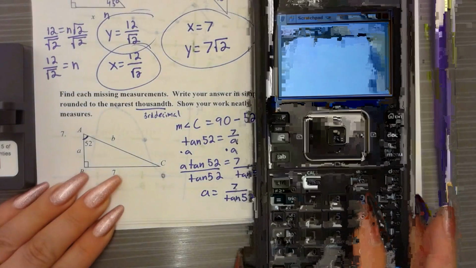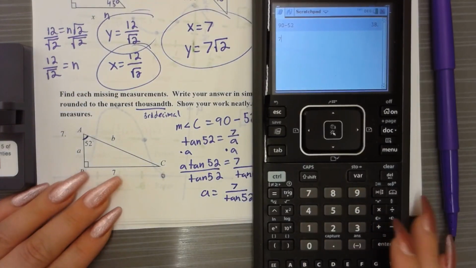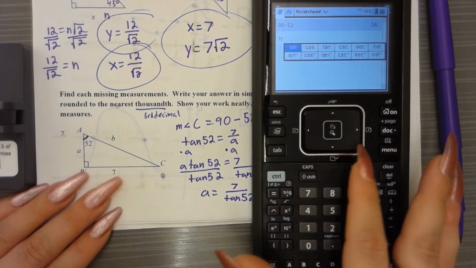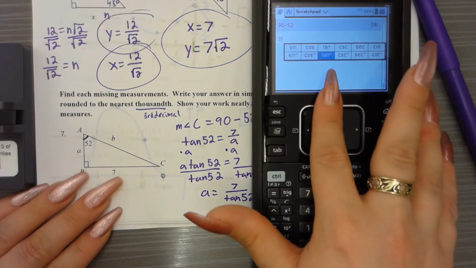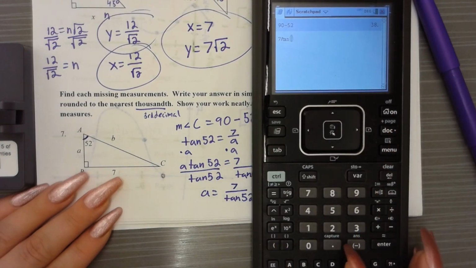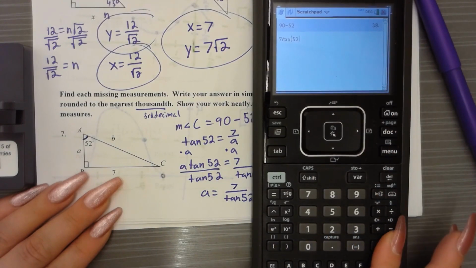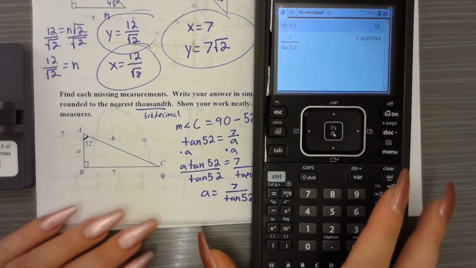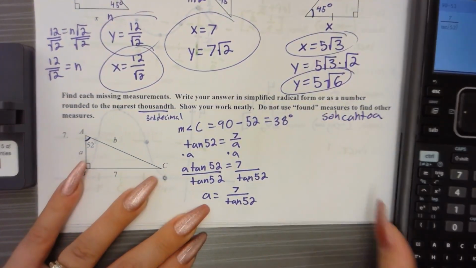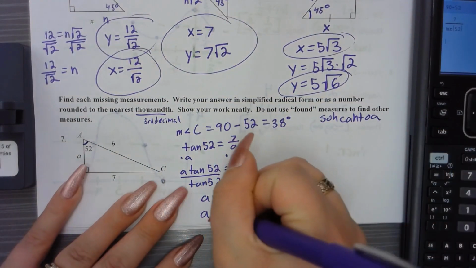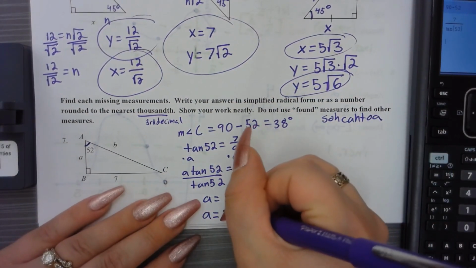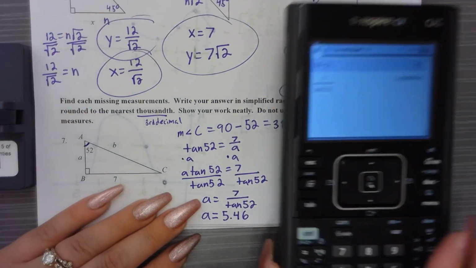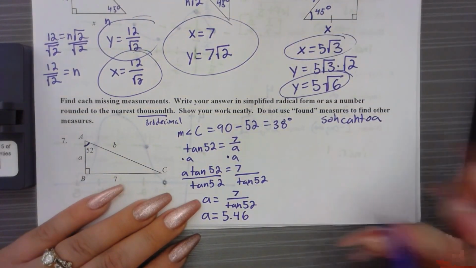So now I can go ahead and type in 7 divided by, I'm going to hit this little trig button, and I'm going to go over to tangent of 52. Okay. And so this is going to be the length of side A. So that means that A is equal to, again, 3 decimal places, 5.46, and it's 89, so I'm going to round to 9.